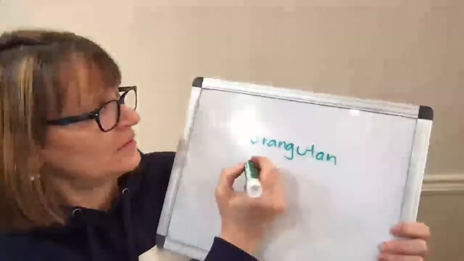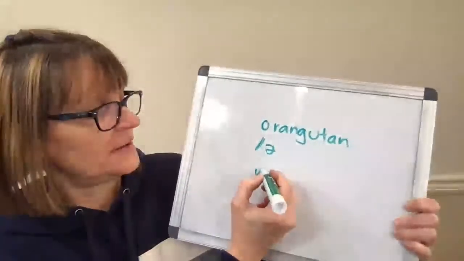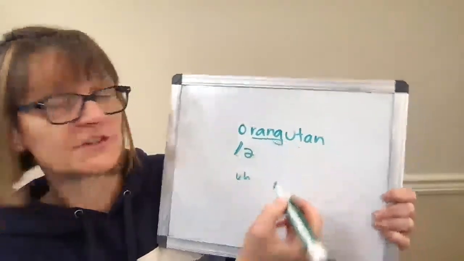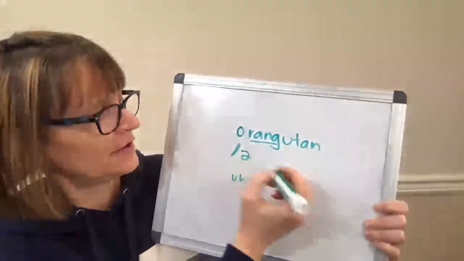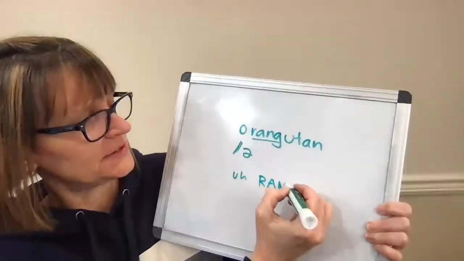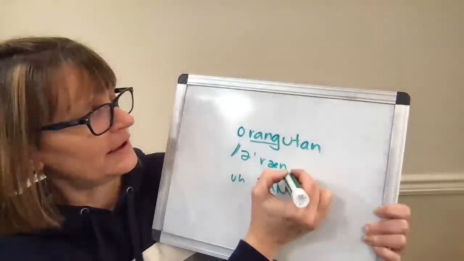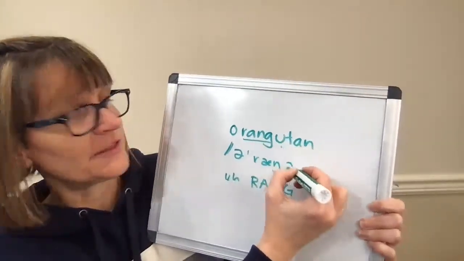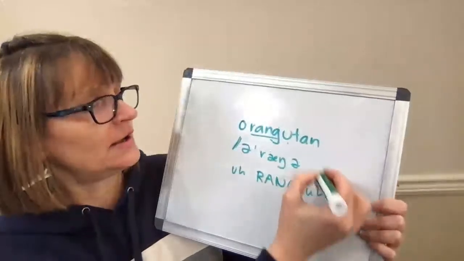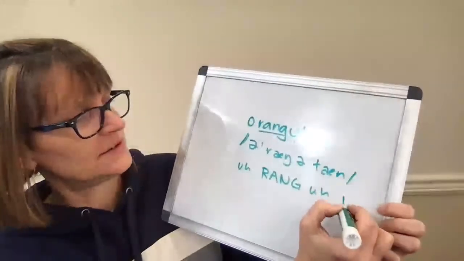So I'll write it out here so you can see it bigger. We have an unstressed first syllable, so O says schwa, and then we have just the word rang, spelled correctly that way. So that's where our stress is, like rang the bell. Rang. And then the next U is another sound, another schwa, and then just another vowel with an N at the end.